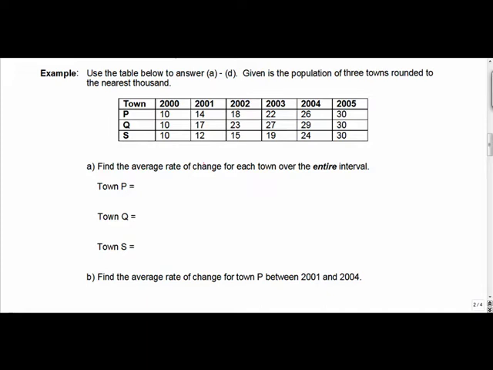Example. Use the table below to answer parts A through D. Given is the population of 3 towns rounded to the nearest thousand. So my towns are P, Q, and S, and I have their populations over various years. So the years are 2000, 2001, 2002, 2003, 2004, and 2005. I'd like to find the average rate of change for each of these towns over the entire interval.